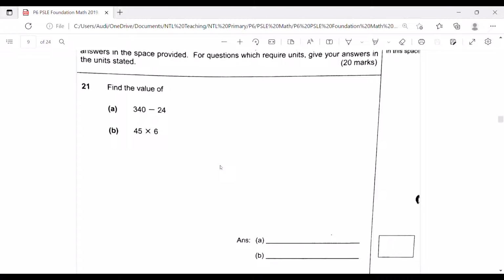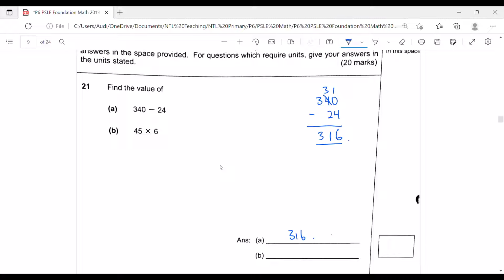So 21, find the value of 340 minus 24. The way to do it is 340 minus, now 24 has to line up right below here. Make sure the digits are aligned properly. So we borrow 3, 1, 6, 1, 3. So this is our answer, 316.